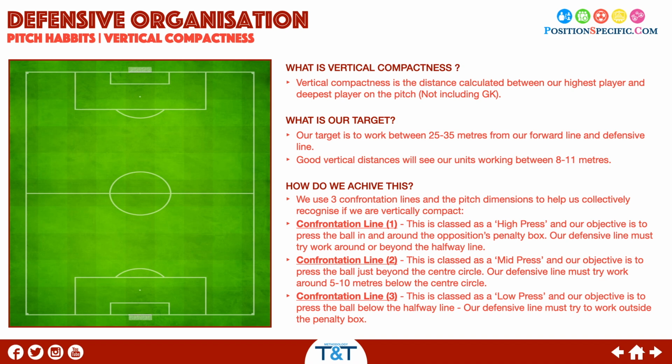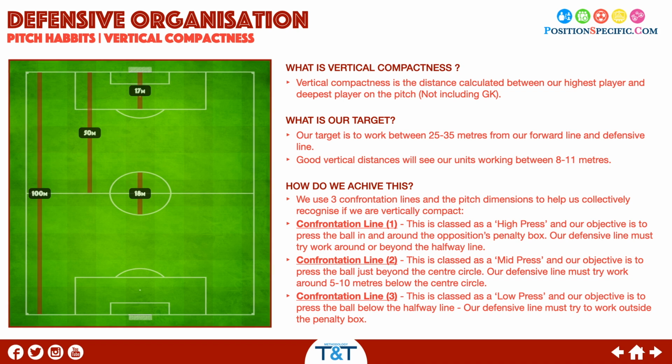Vertical compactness is the distance calculated between our highest player and our deepest player on the pitch, not including the goalkeeper. So effectively, that's our defensive line and our attacking line. Our target is to work between 25 to 35 metres from our forward line to defensive line. Good vertical distances will see units working between 8 and 11 metres. How do we achieve this?